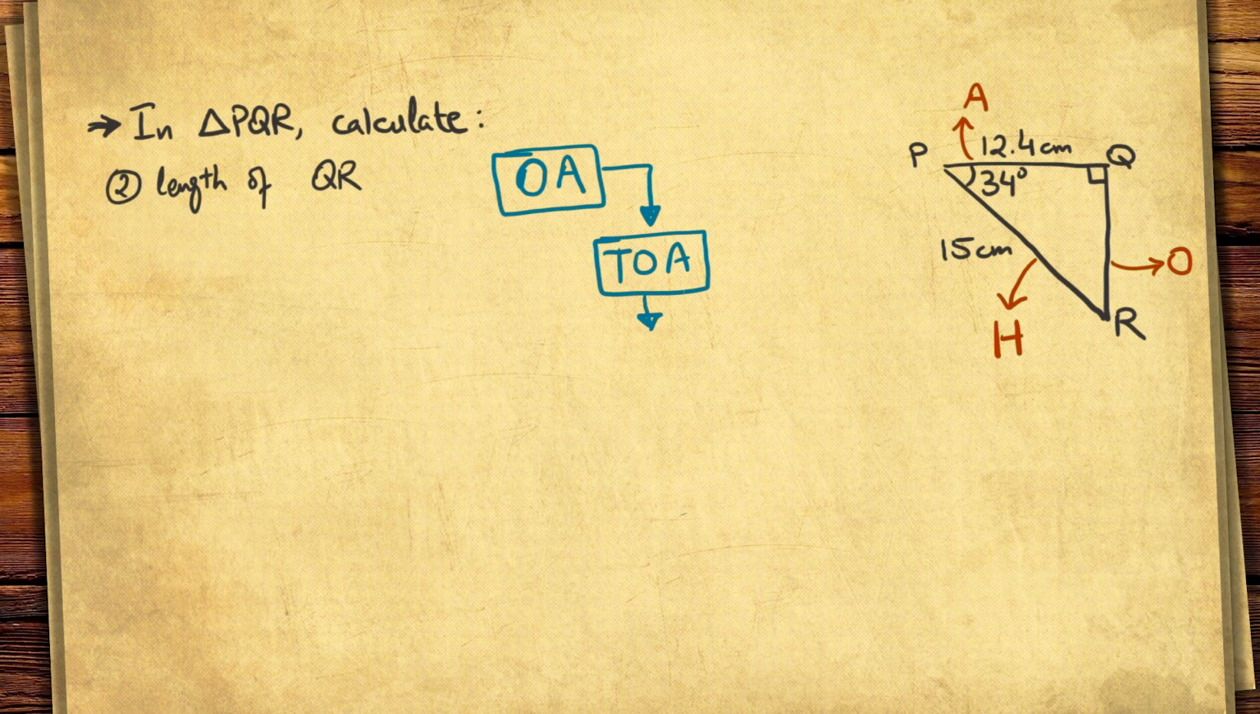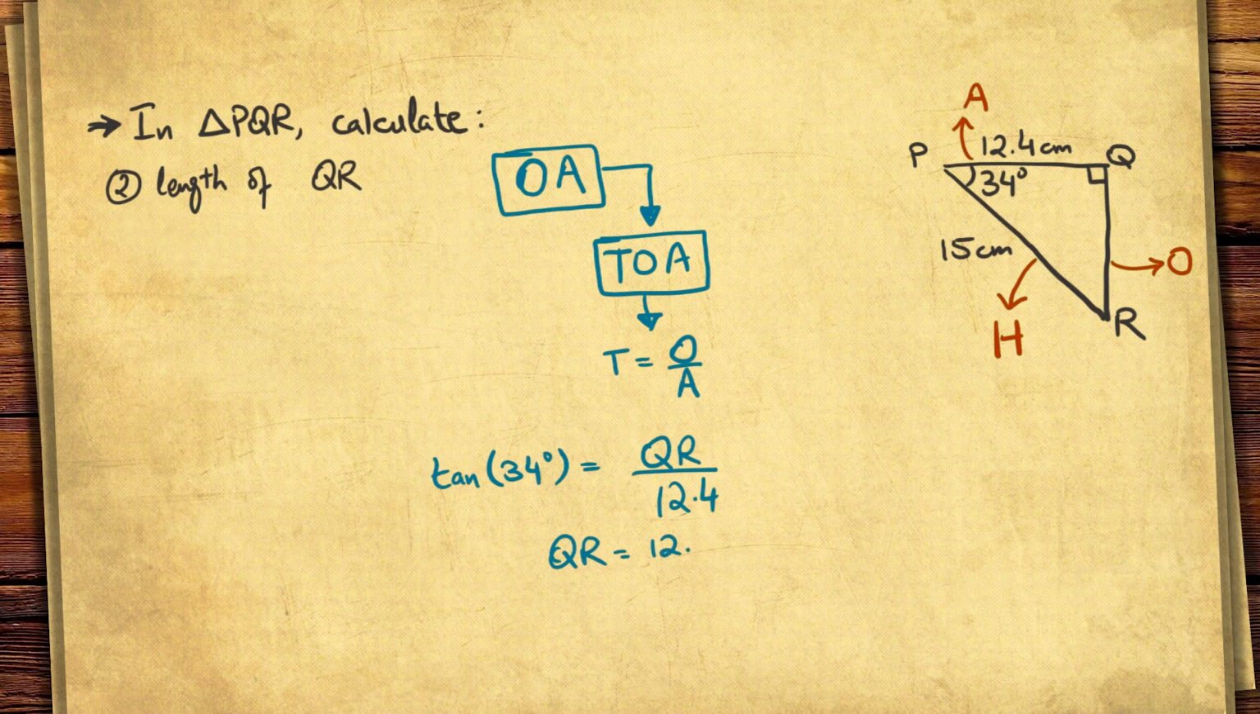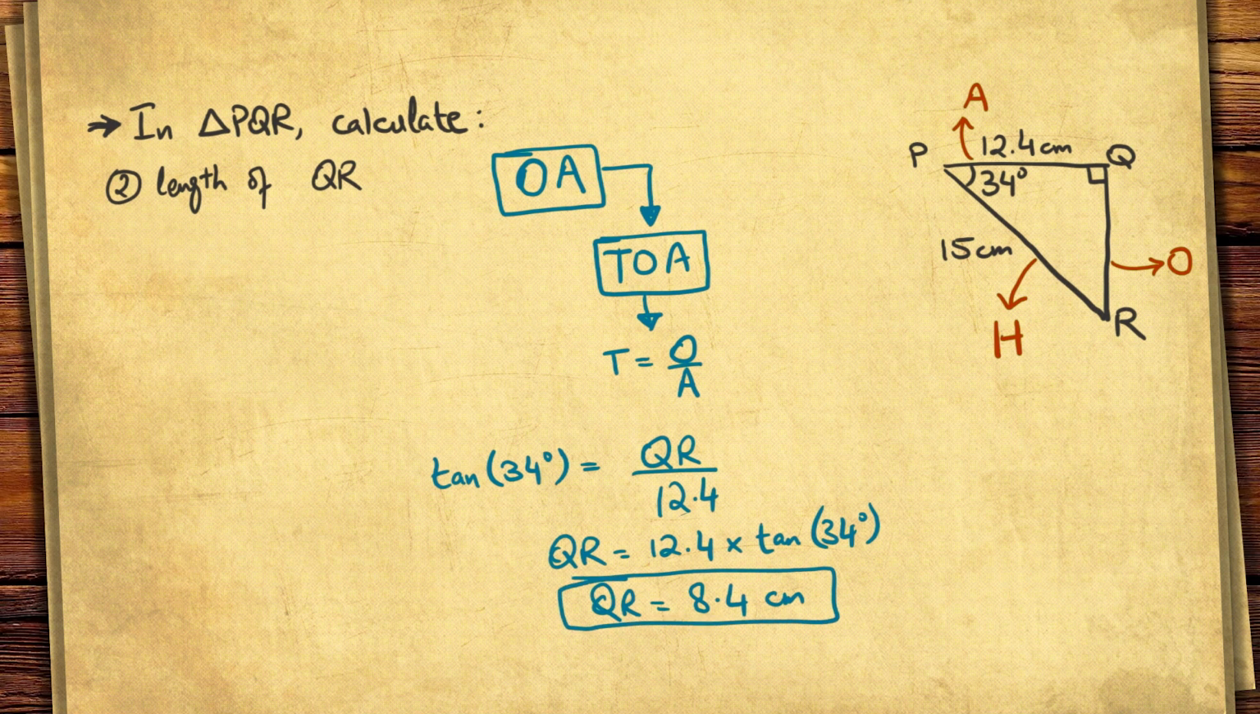So we use T equals O divided by A, that is tan of angle 34 degrees is equal to the opposite, that is QR, divided by the adjacent, that is 12.4 centimeters. Rearranging will give us QR is equal to 12.4 multiplied by tan 34, which is equal to 8.4 centimeters.